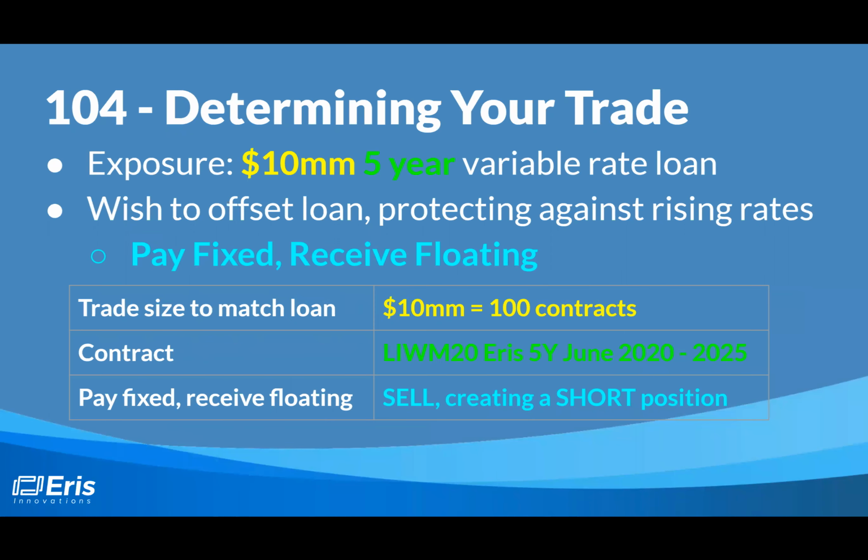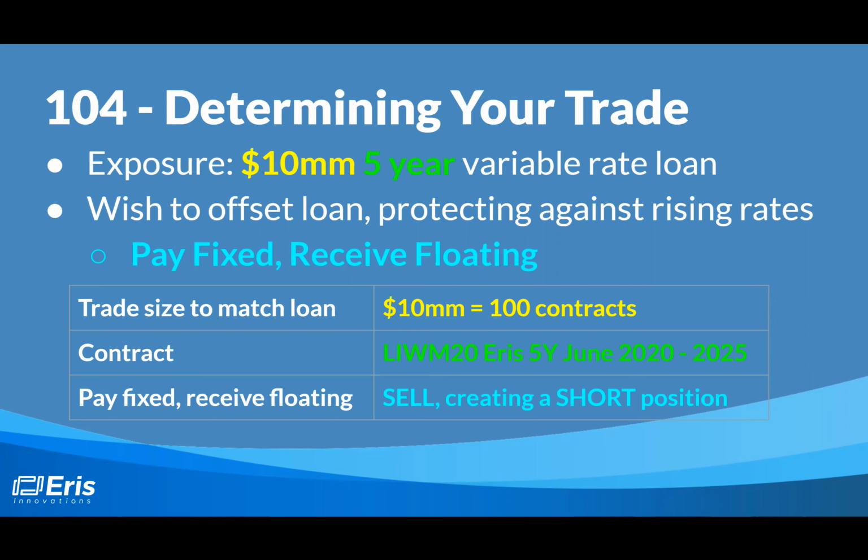Let's assume you have an outstanding $10 million variable rate loan with 5 years to maturity. Hedging this exposure with Eris couldn't be easier. To convert your floating interest rate exposure to a fixed rate, all you'll need to do is sell 100 Eris 5-year contracts. 100 contracts is the equivalent to 10 million in notional.